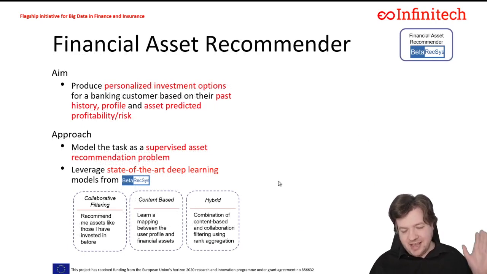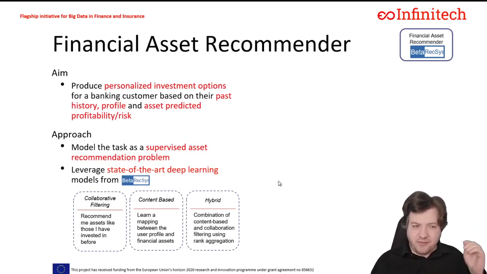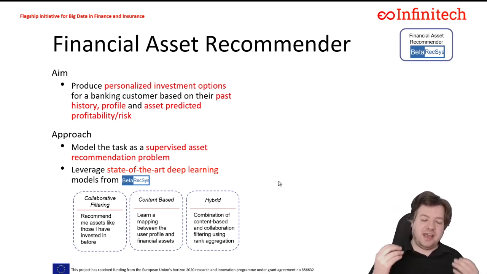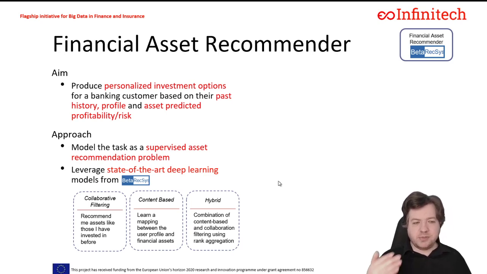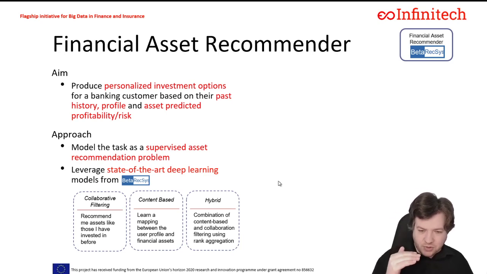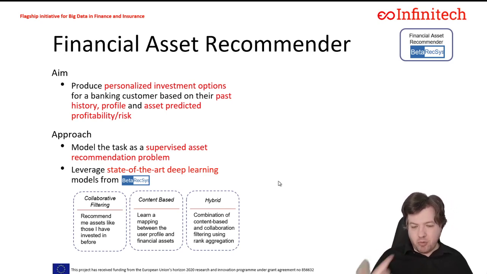That feeds a downstream component, which is the financial asset recommender. This is actually our endpoint system that is going to, for a particular customer, recommend or rank assets or asset groups. We treat this as a supervised asset recommendation problem, where we want to rank assets or asset groups for the particular customer based on their past history, their profile, including the risk estimation from the previous component, and also the asset information: its cost, its predicted profitability and risk.